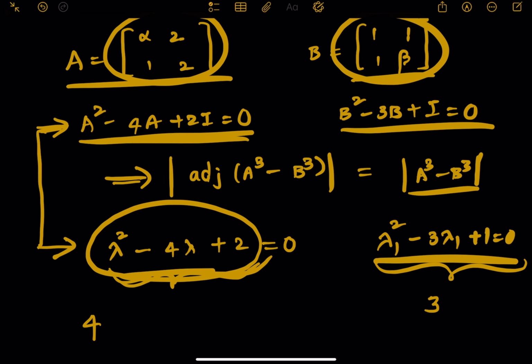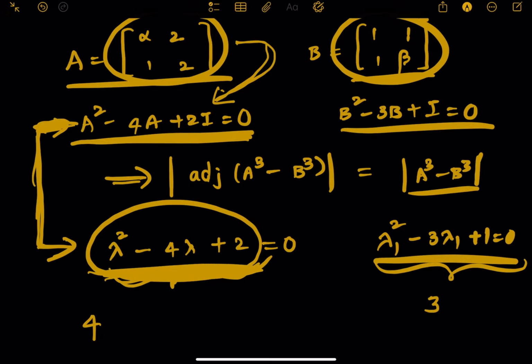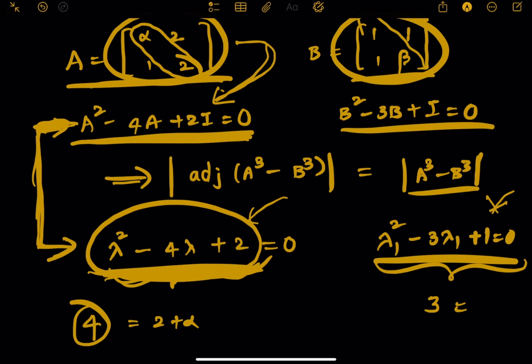You should remember all these facts about eigenvalues. You can put the matrix into this equation and solve and find out the value of lambda, but that will take a lot of your time. You should not do that. According to the Cayley-Hamilton theorem, if there are two eigenvalues of matrix A, this is the equation that those two eigenvalues satisfy, and similarly for matrix B. So now the sum of the eigenvalues is 4. What is the sum of eigenvalues? It is nothing but the trace of the matrix. Therefore this is equal to 2 plus alpha and this is equal to 1 plus beta.